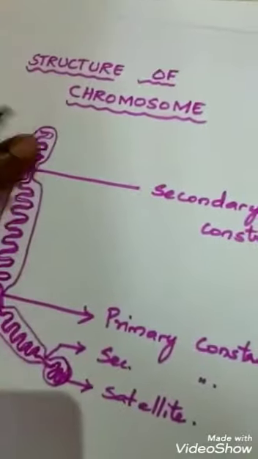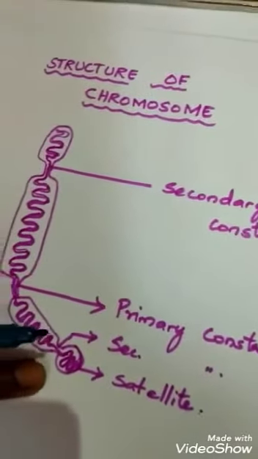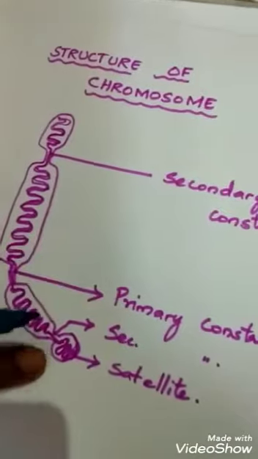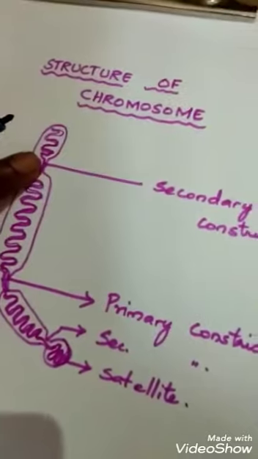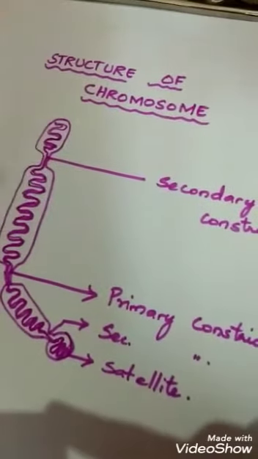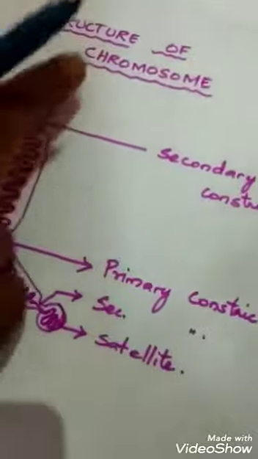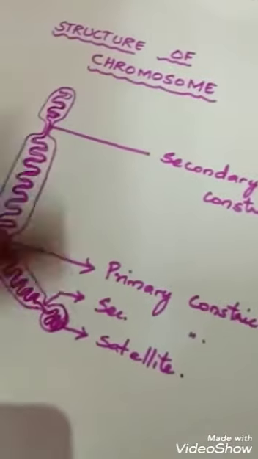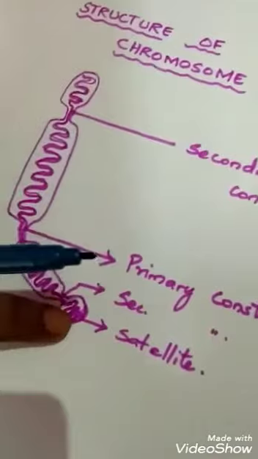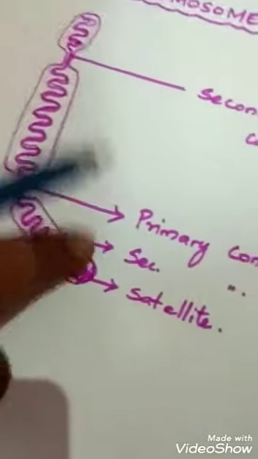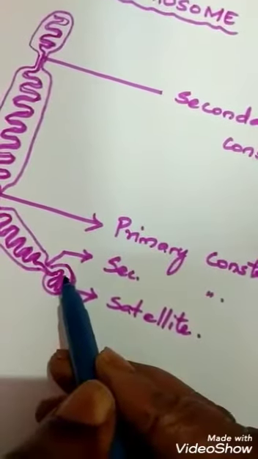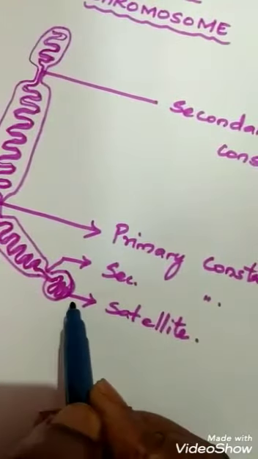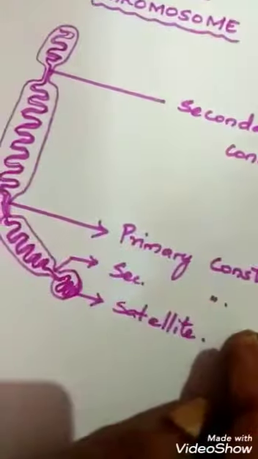Chromosome possesses secondary constriction at some point of the chromosome. It is known as the nucleolar zone or the nucleolar organizer, for the formation of nucleolus in the nucleus. Telomeres are the ends of the chromosomes. And satellite: some of the chromosomes possess a knob-like structure that is known as satellite. If the chromosome has a satellite, it is known as SAT chromosome.